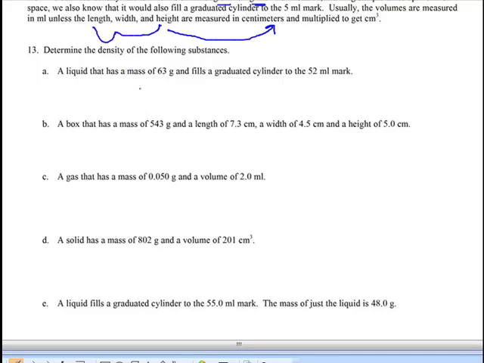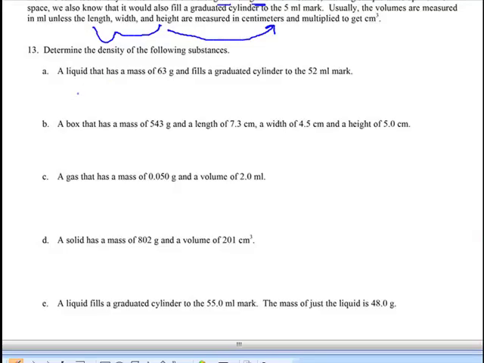Alright, so let's look at the first one. A liquid has a mass of 63 and it fills a graduated cylinder to the 52 milliliter mark. Why don't you pause this, take a second to do that, and then check your answer. So when you do mass divided by volume, the numbers cancel out, and on top we end up with 1.2, I'll keep 2 sig figs here, grams over, and this is how you have to express your answer, over 1 milliliter. Okay, so that's the density, 1.2 grams over 1 milliliter.